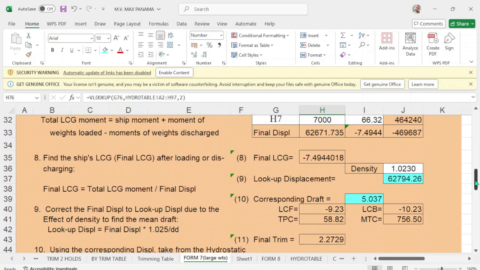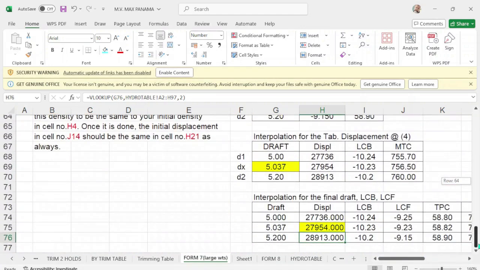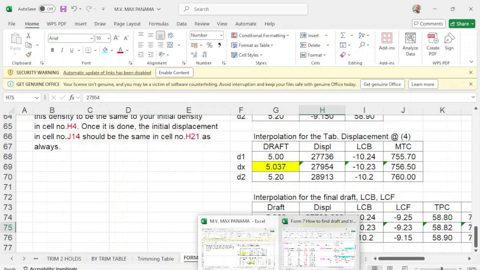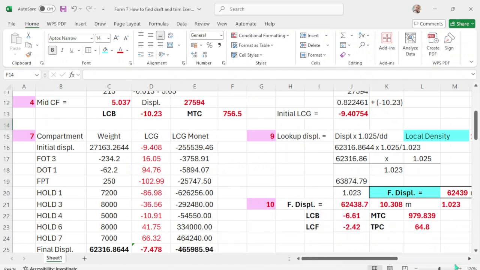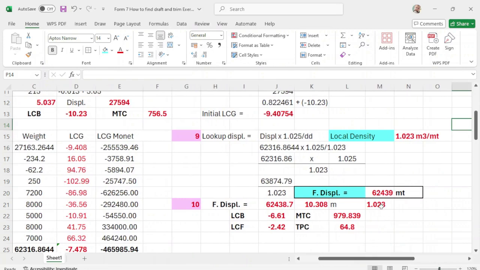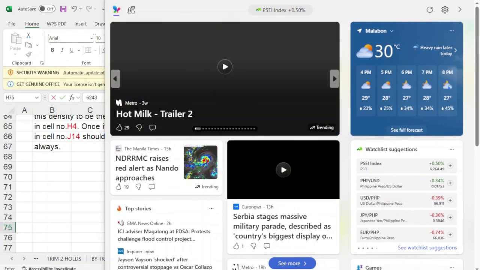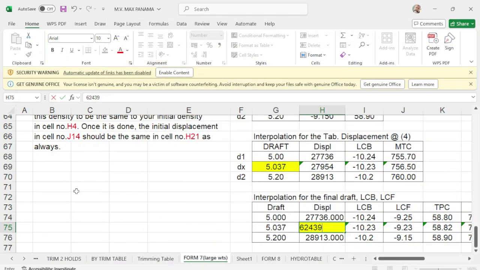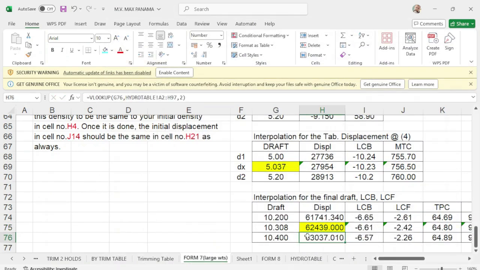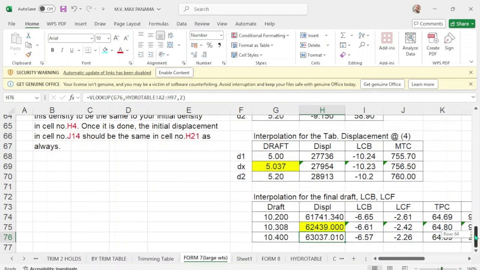Later, guys. That should be, how much did I get? 62439. Okay, that will be 10.308.